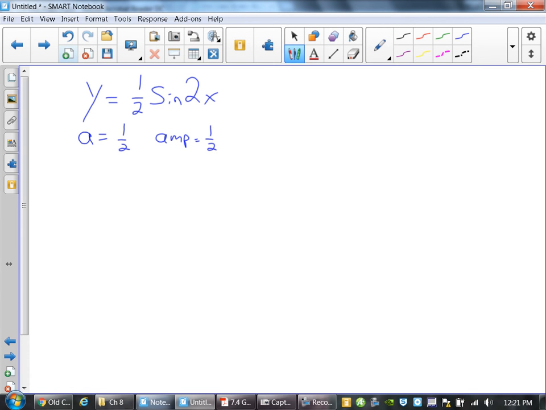Now, last year we did the absolute value of A. Remember that? Now, the A value tells you where to start: start positive or start negative. Your amplitude will always be the positive value of it. Remember that?